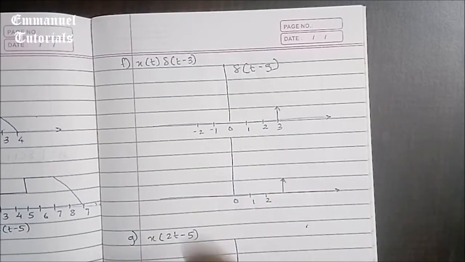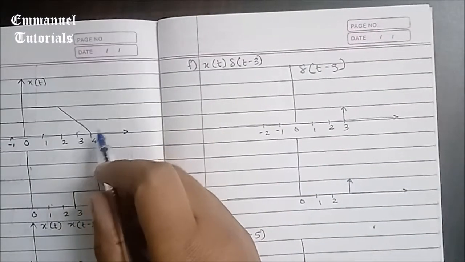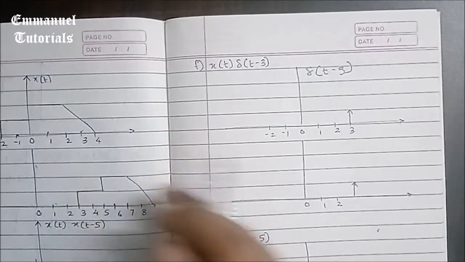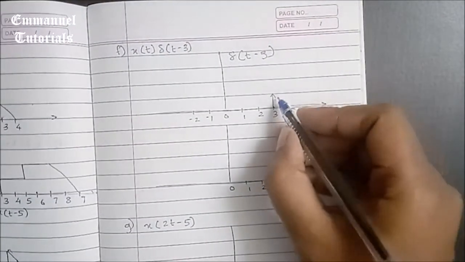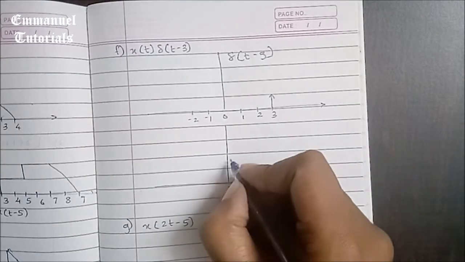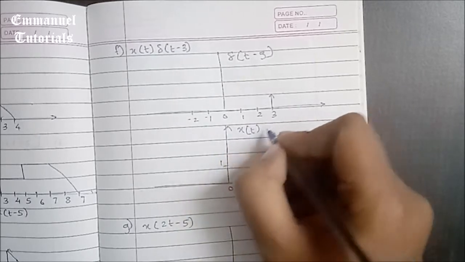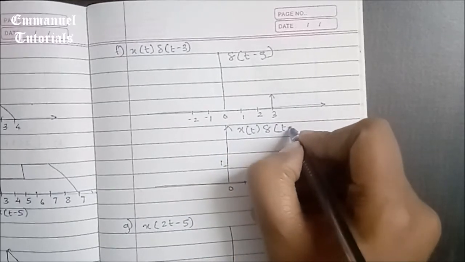Now you can see that the amplitude of the original signal at 3 is 1. So 1 into 1 is going to be 1. So anyways, the amplitude of our signal is going to be 1. So this is x of t into del of t minus 3.